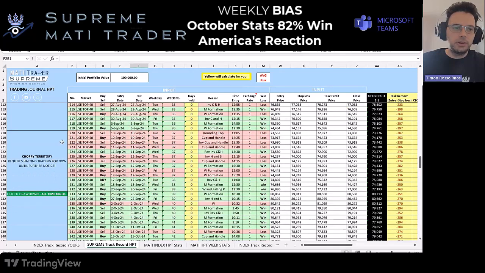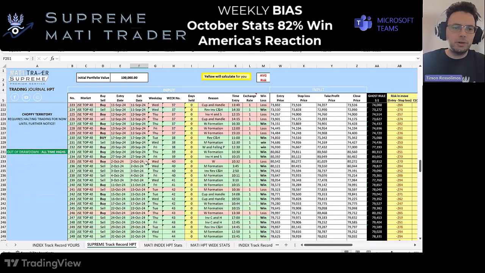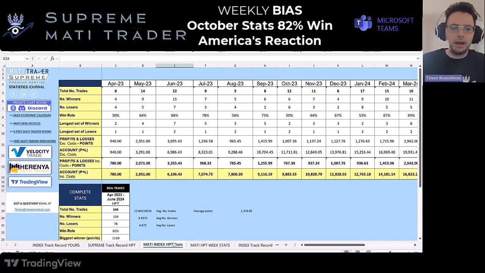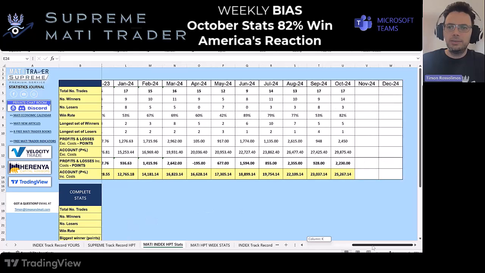We got into choppy territory, which required halting the trading for a while. And then when the market went to all-time highs on the portfolio, we got out of the drawdown. And since then, you can see in October, we had 17 trades, 3 were losses, and 14 were winners. Okay, so to view this, we can go here to the HPT stats, high probability trading stats, and we can see for October, we took 17 trades, 14 were winners, 3 were losses. We had an 82% win rate.